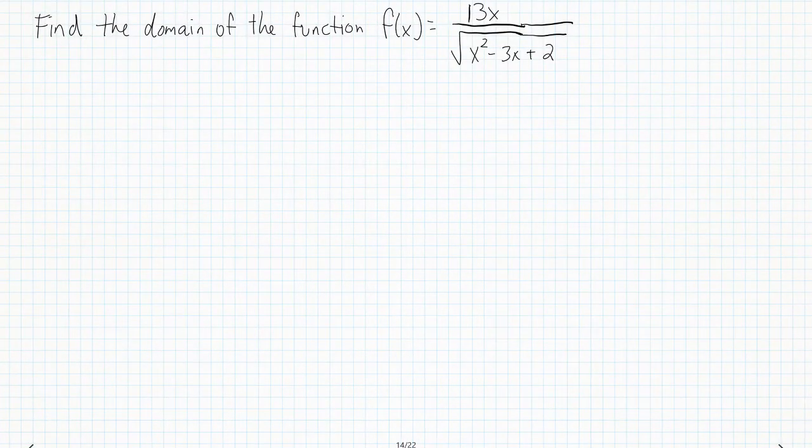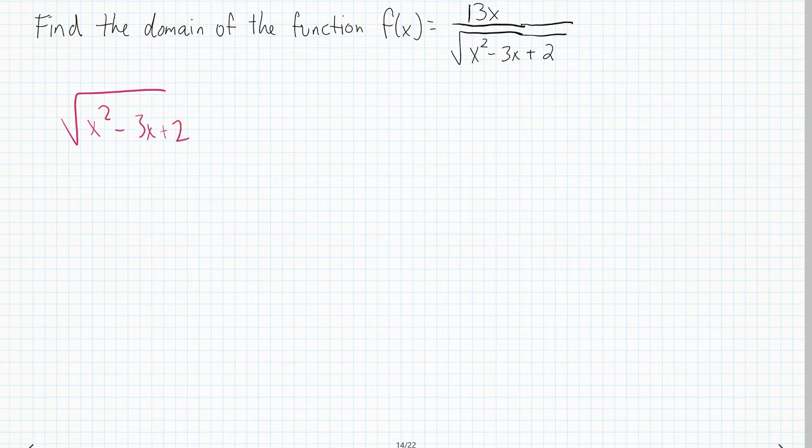Let's see. In the next one, we want to find the domain of the function f of x equals 13x over the square root of x squared minus 3x plus 2. So there's two restrictions here that we got to watch out for. So first off, we can't have the square root of x squared minus 3x plus 2 equal 0. And then the other thing that we got to watch out for is x squared minus 3x plus 2 has to be greater than or equal to 0.